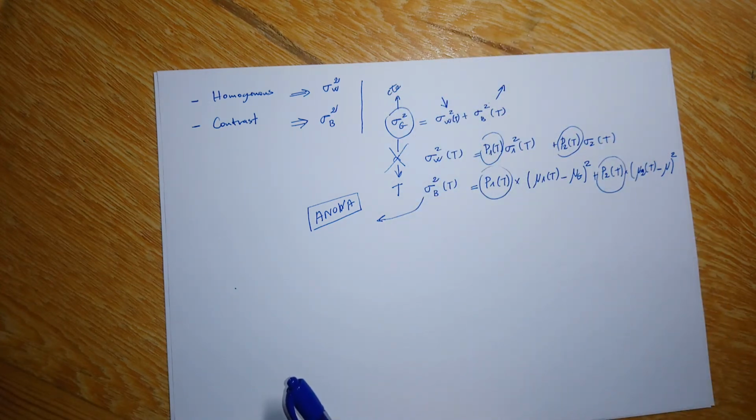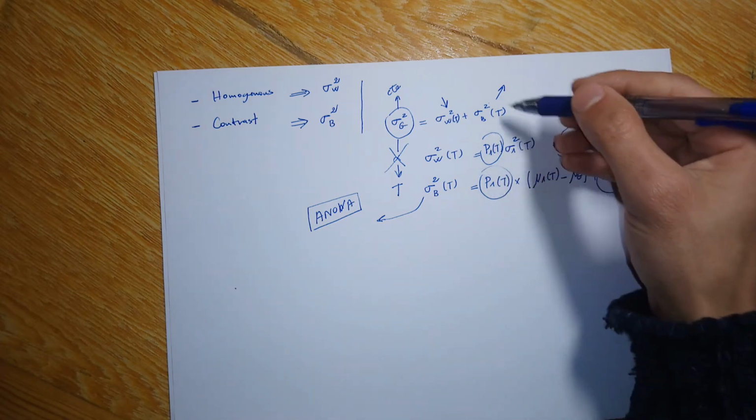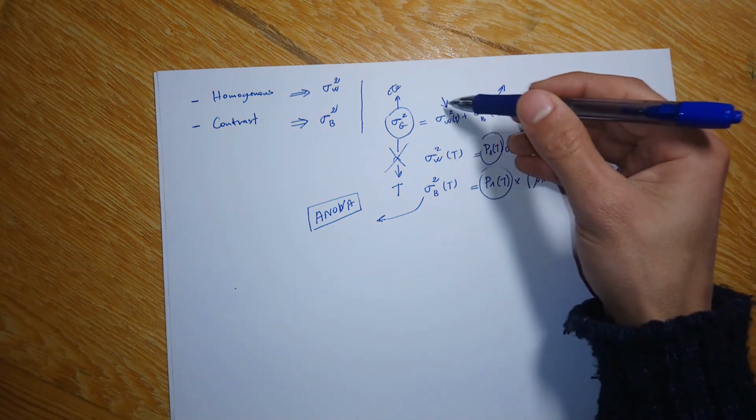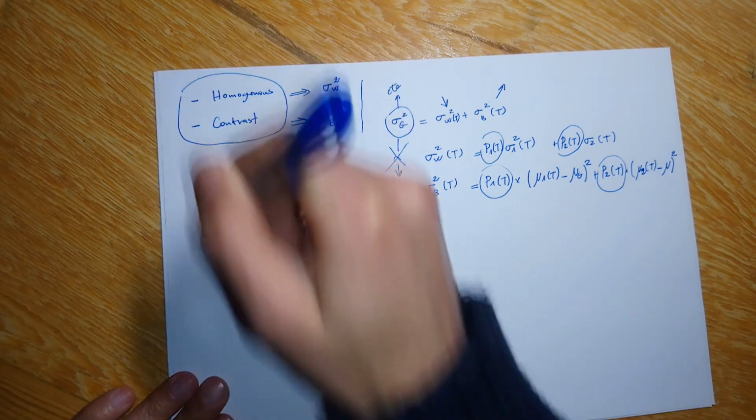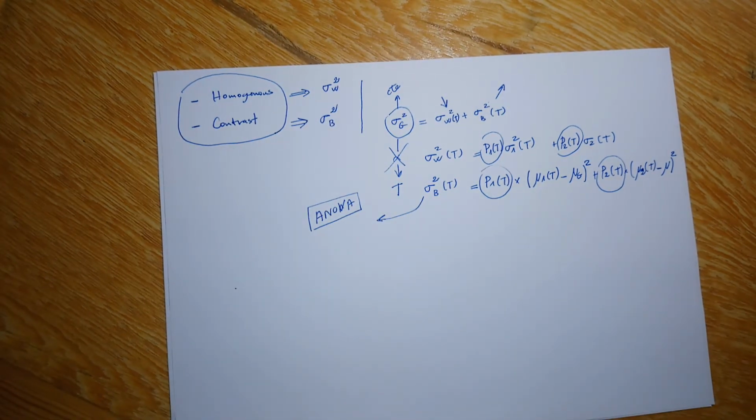It's like hitting two birds with the same rock. Increasing one automatically decreases the other, and this is exactly what we want to do: homogeneity and contrast between objects.